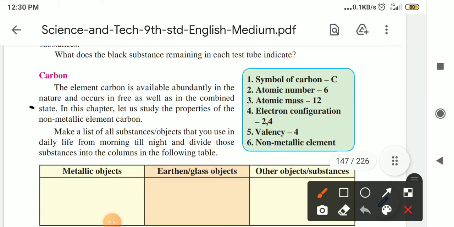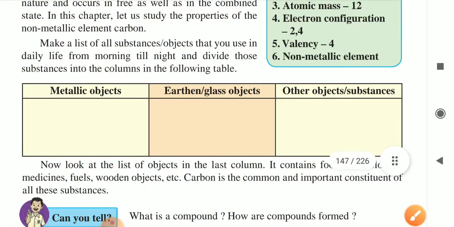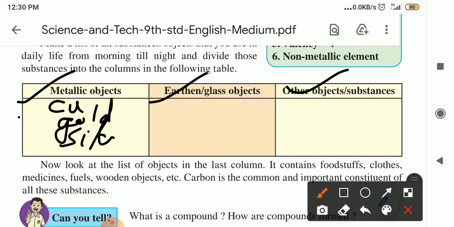So what they told you here is that the element carbon is present in nature in free form and in different combined forms. So we have to make a list. Here they gave some daily use objects that we have to write inside this. So first of all, metallic objects which we are using: we are using copper vessels, steel, actually it is an alloy, copper, gold, silver. Okay, these are the things we use daily.